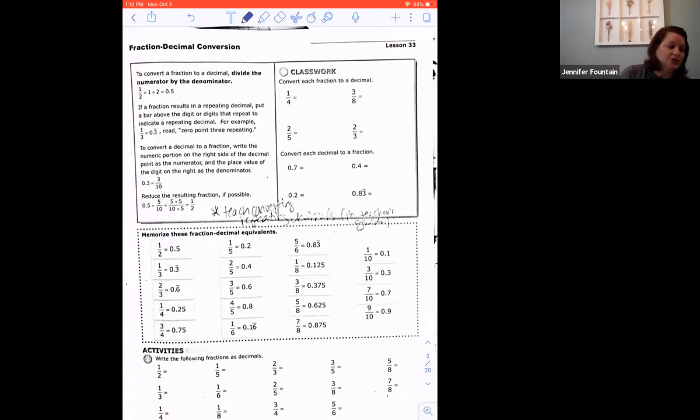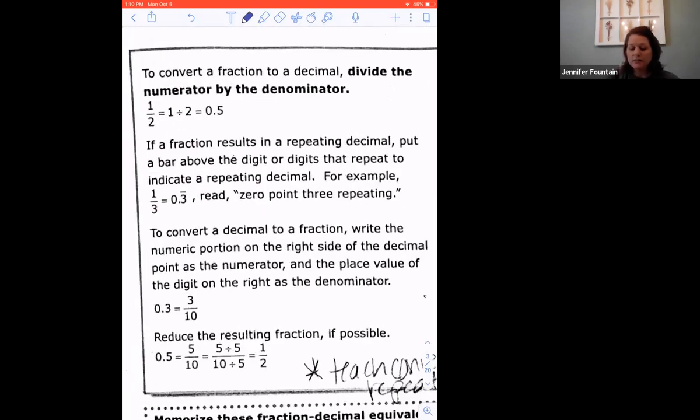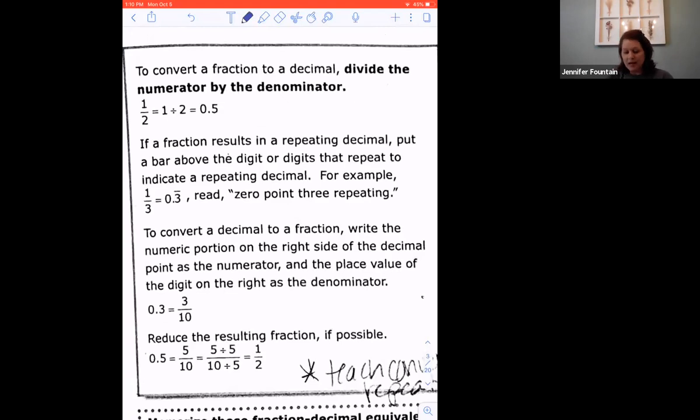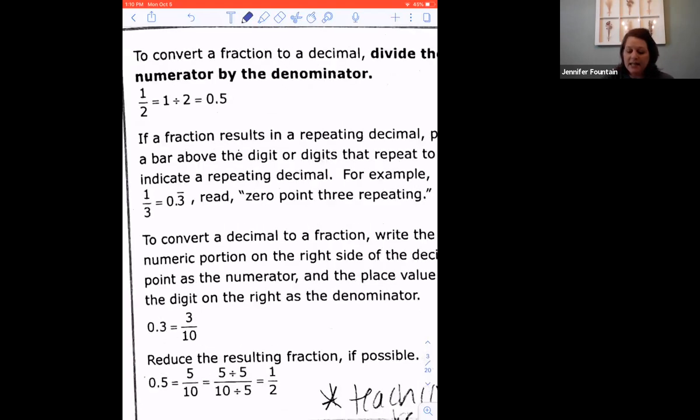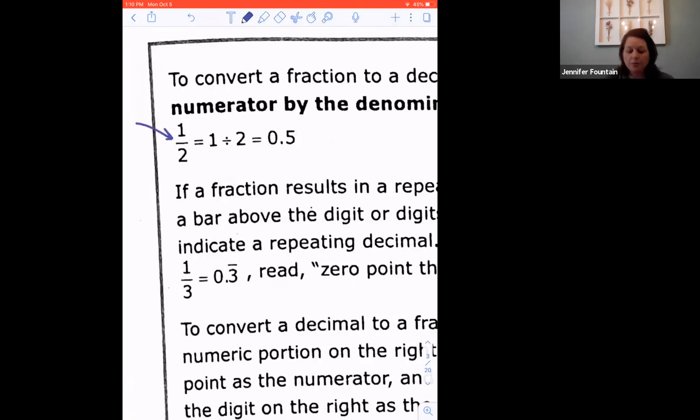And we will go ahead and move on to lesson 33, fraction decimal conversion. Like I said earlier, to convert a fraction to a decimal, you divide the numerator by the denominator. So remember I said that this division bar, our fraction bar, is the same as a division sign. But the main thing to remember is that whatever is in the numerator is what is written first in the division problem. So when I have 1 in my numerator, that means 1 divided by 2.